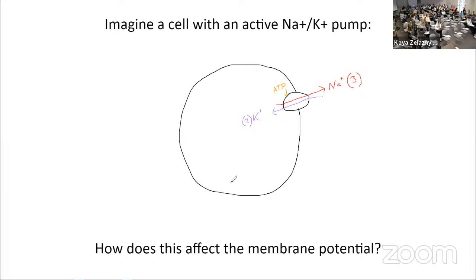Let's pretend we're starting with a cell that is just at 0 millivolts. We start with a cell at 0 millivolts and start running this sodium potassium pump. What do we think is going to happen to this charge? I put an action slide for this one, so who wants to answer here?